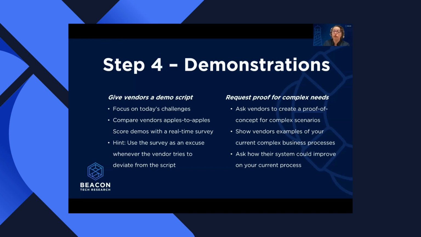Ask them to create a proof of concept in their system for those harder to accomplish things, or things that they showed you in the demo and didn't quite work. Say, okay, go back and try it again. Here's more information, and see how close they can get. But ask to see it. Don't take their word. Oh yeah, of course you can do that. Actually, the proof is in the pudding. And you can also ask them how their system can improve that current process when you're getting into those complex needs.